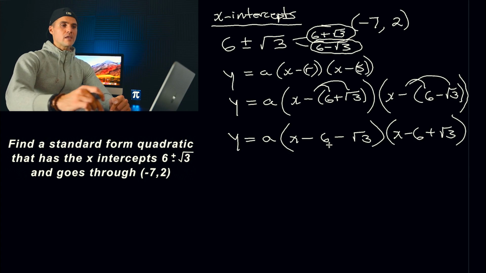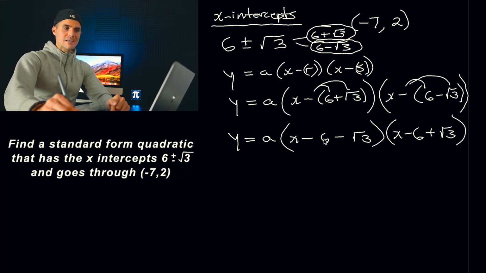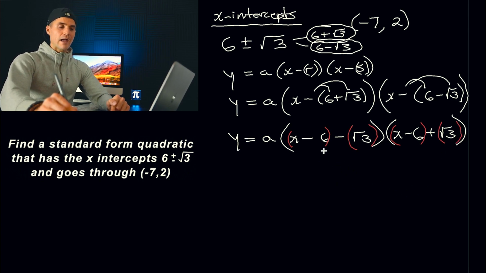And so the way you want to get rid of those is at this step, you need to recognize that this is actually a difference of squares. The way you want to organize this is you take this x minus 6, put it in brackets, and then the root 3 you also put in brackets. Now notice we have an expression minus an expression, times that expression plus that expression. And that is a difference of squares.